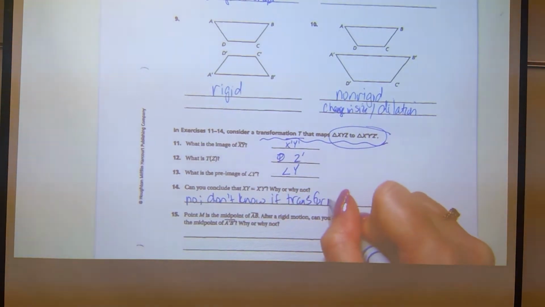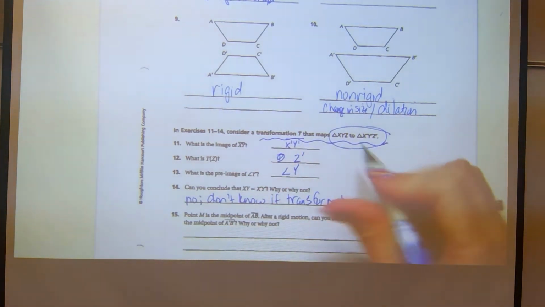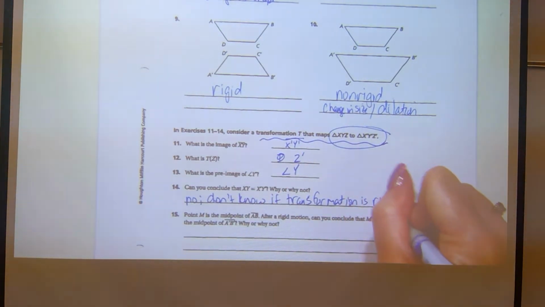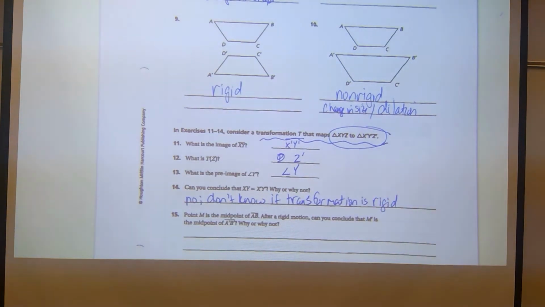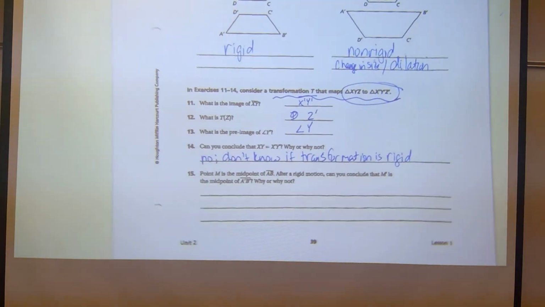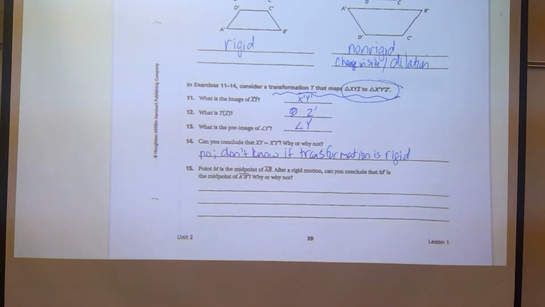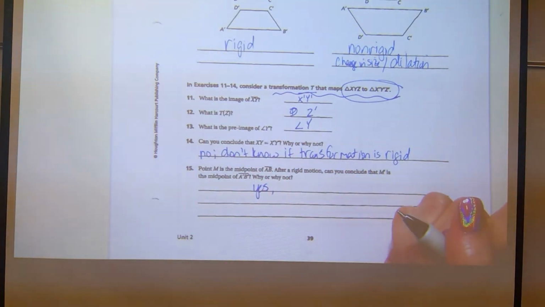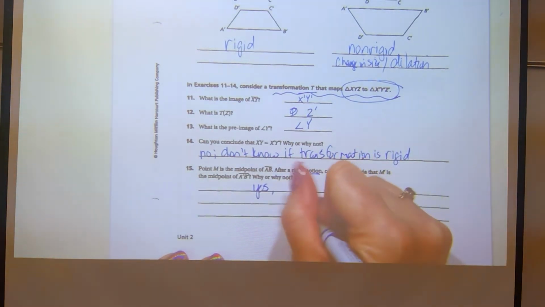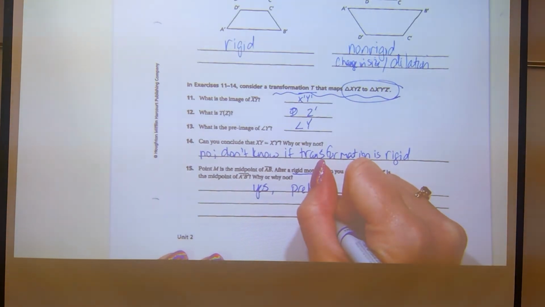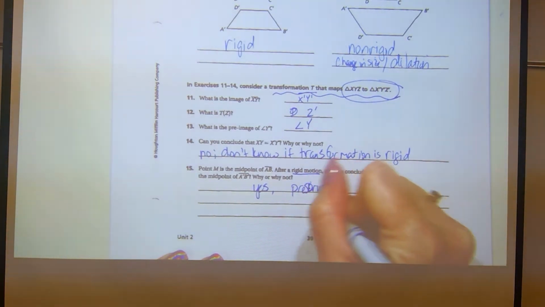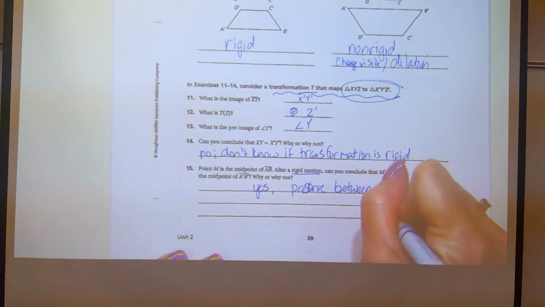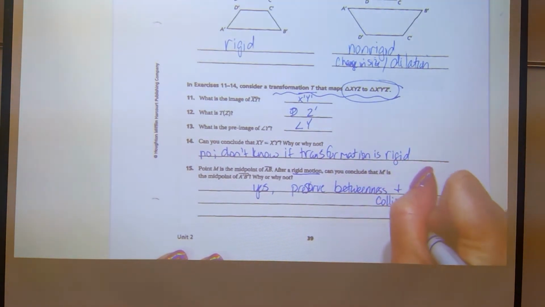If it wasn't rigid, then the length of those segments is not going to be equal. Point M is the midpoint of line segment AB. After a rigid motion, can you conclude that M prime is the midpoint of that segment A prime B prime? Well, yes, because on my list of properties of rigid motions, of isometries, rigid motions preserve betweenness and collinearity.